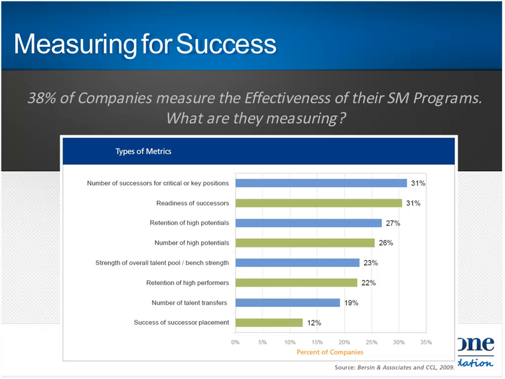What are the strategic issues your organization is facing? What cultural challenges are occurring that you want to be tracked? So in front of you, on this slide, we've got different types of metrics, some of the reasons why organizations would move forward or initiate a succession management process. So number of successors for critical or key positions, and readiness of successors are the top two reasons why organizations go into a succession management process.